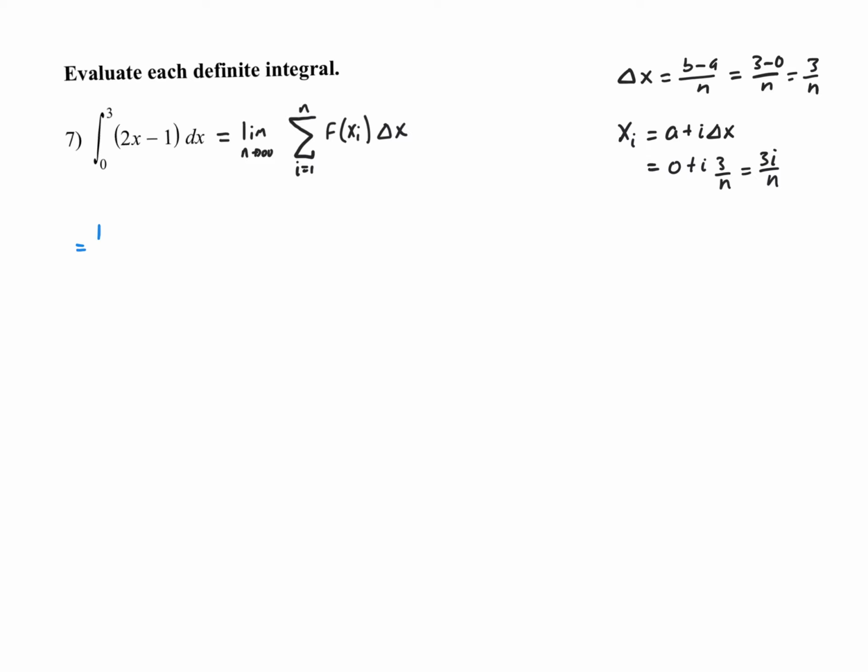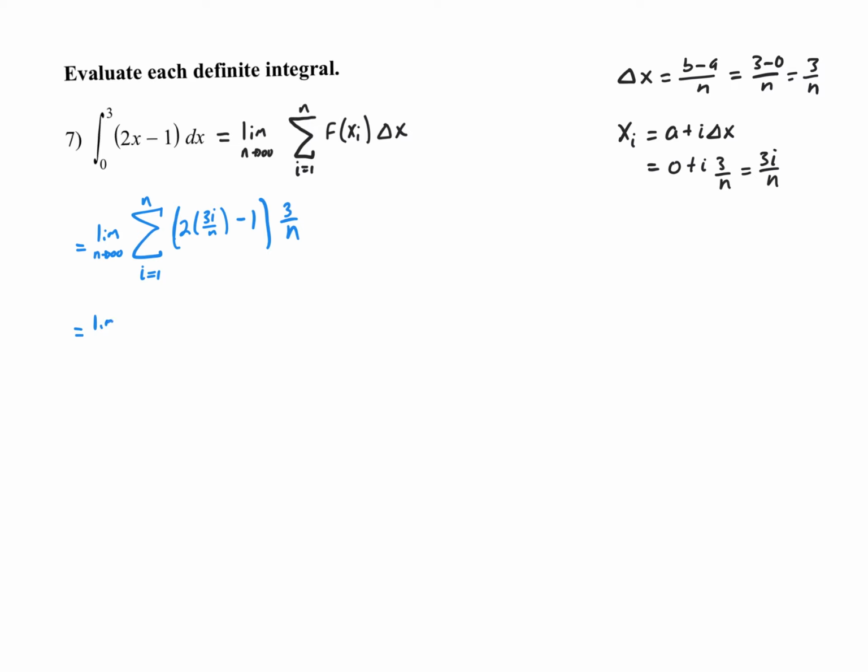So this whole thing is equal to the limit as n goes to infinity of the summation of i equals 1 up to n of 2 times 3i over n minus 1, times 3 over n. So as this is multiplying the summation, I'm going to write it in front instead of after it so I don't get it confused.